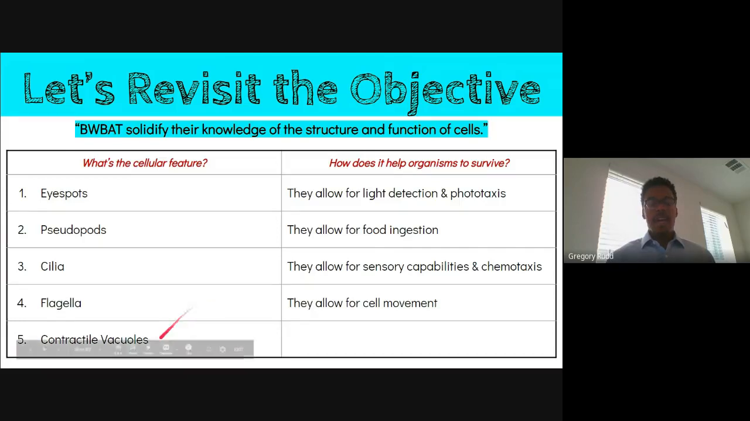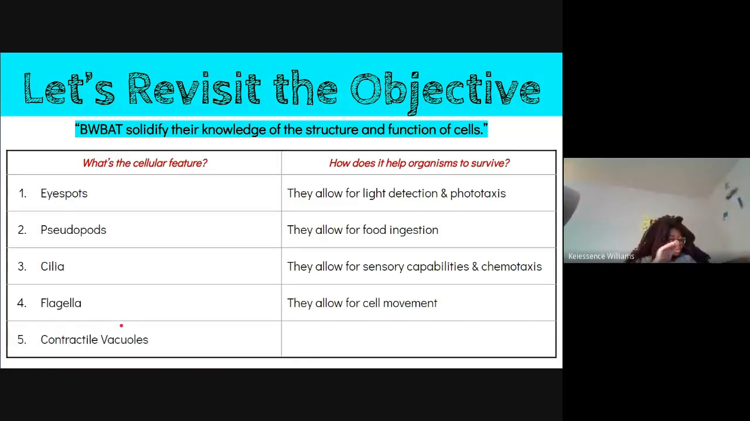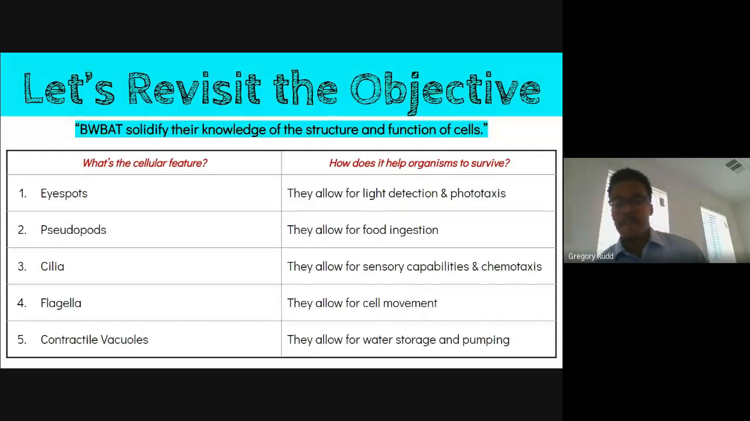And then lastly, we've got contractile vacuoles. What do they do? How do they help the organism survive? Stores and pumps out water. Good. Couldn't have said it better myself.